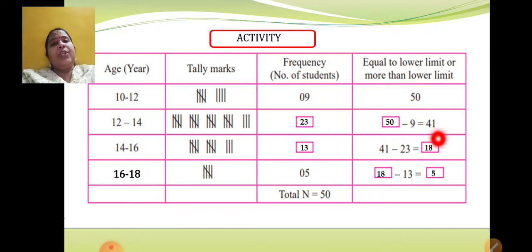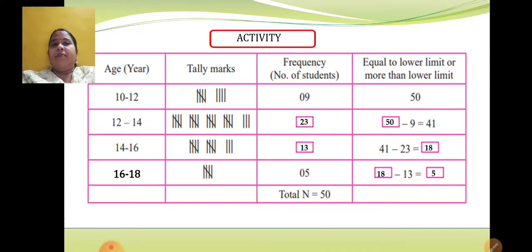For cumulative frequency less than type, I have asked you to add diagonally. Here I am asking you to subtract. Correct? So this is the total. Total is written as the first value in the column, and then you just have to keep on subtracting it from the frequency of that class. So 50 minus 9 is 41. 41 minus 23 is 18. 18 minus 13 is 5. Like this, you can find cumulative frequency of the remaining classes. I hope the concept is clear, right?